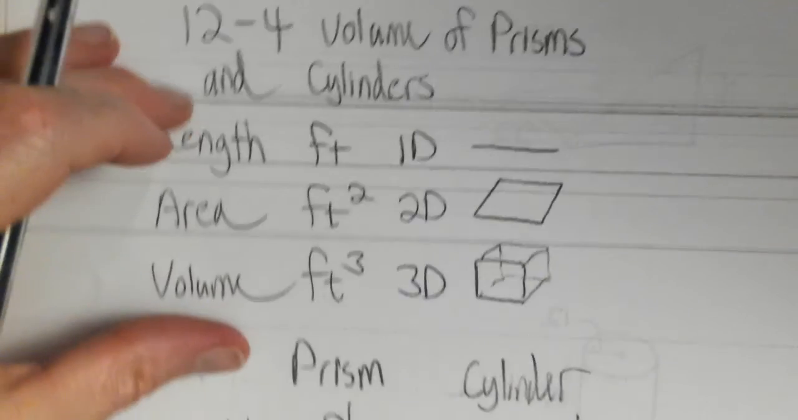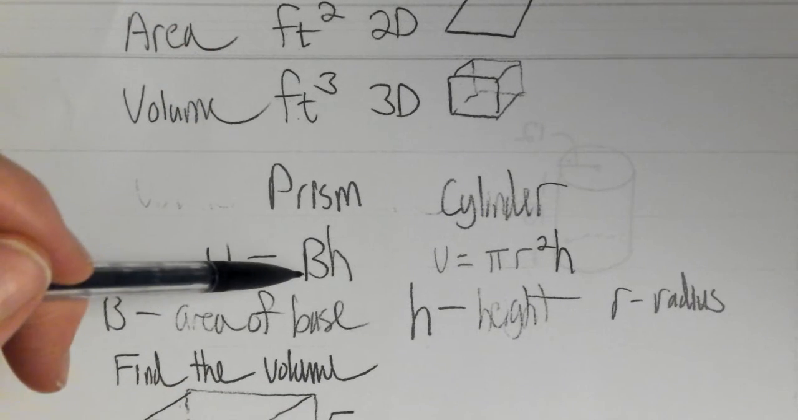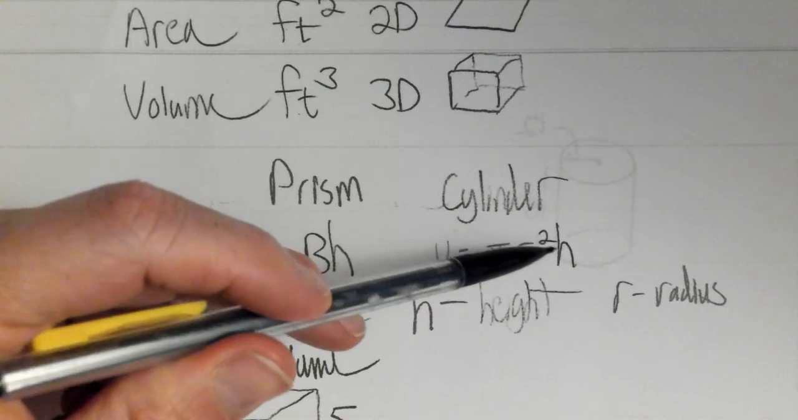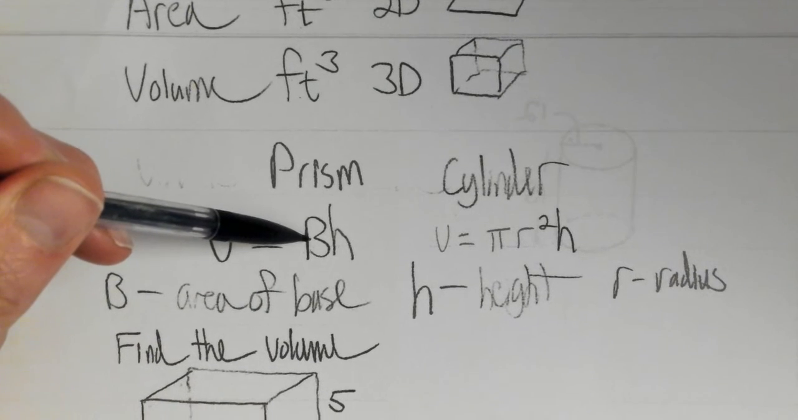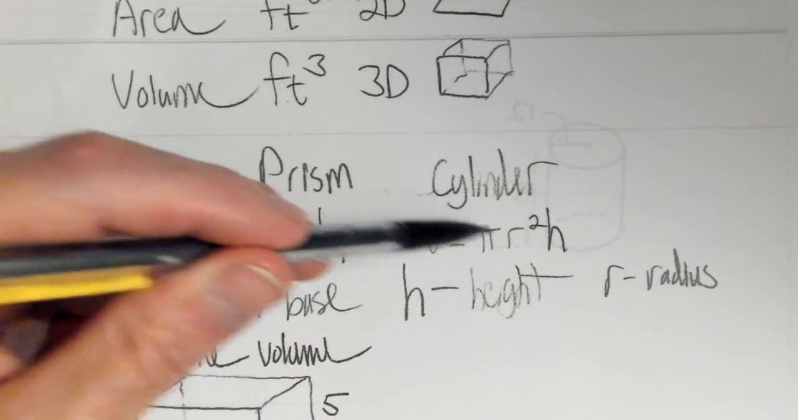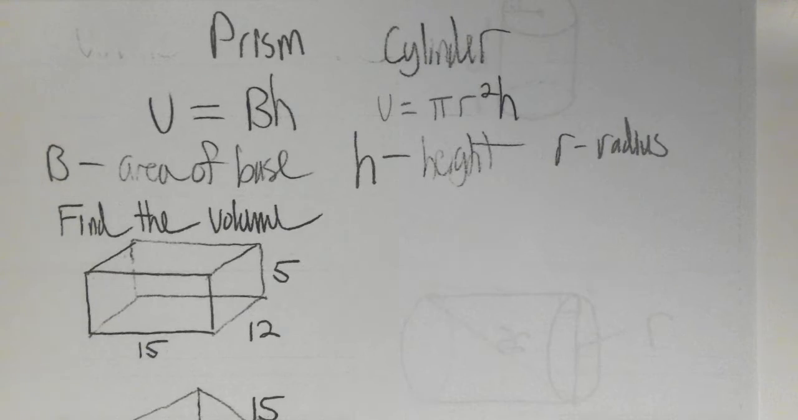All right. Now, here are my formulas. Here's the formula for volume of a prism, capital B times H. Volume of a cylinder, pi r squared h. B stands for the area of the base, just like it normally does. H is the height of the prism or cylinder, and R stands for the radius. All right. So let's go through and practice some of the problems now.